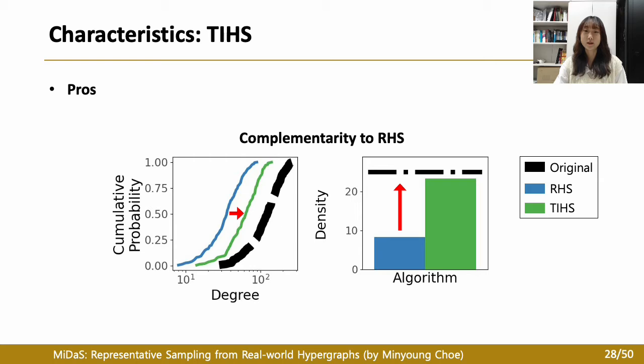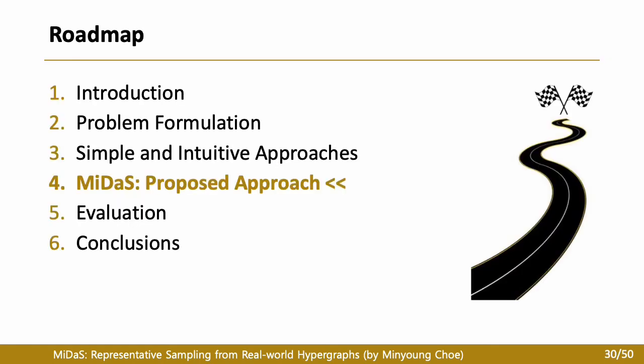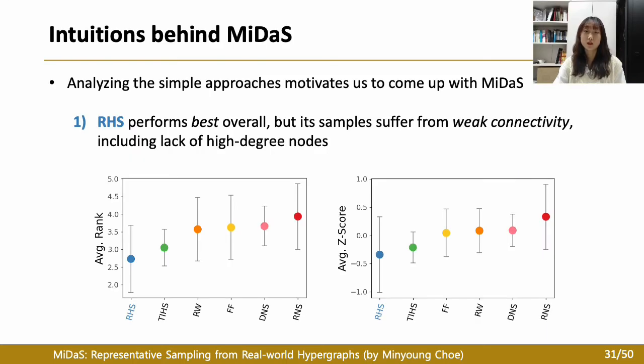TIHS well preserves the properties that are overlooked by RHS, such as node degrees, and the connectivity tends to be stronger in sub-hypergraphs sampled by TIHS than in those sampled by RHS. In some cases, however, it leads to too strong connectivity compared to original hypergraphs. Analyzing the simple approaches motivates us to come up with our method Midas.